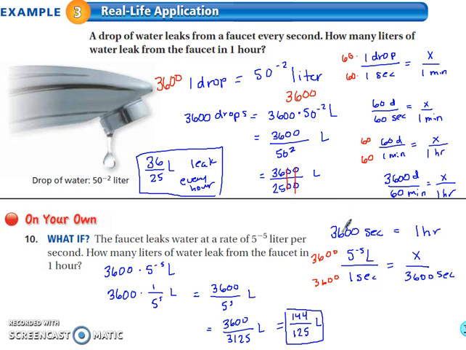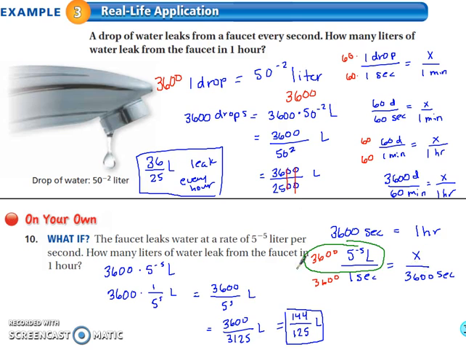We can remember that 3,600 seconds is equivalent to 1 hour, as we found above. So if I know that 5 to the negative second liters leak in 1 second, then I want to know how many liters leak in 3,600 seconds. Multiplying by 3,600, I make those denominators the same. So my job now is only to simplify this numerator to determine what is that number of liters that leaks in 3,600 seconds.